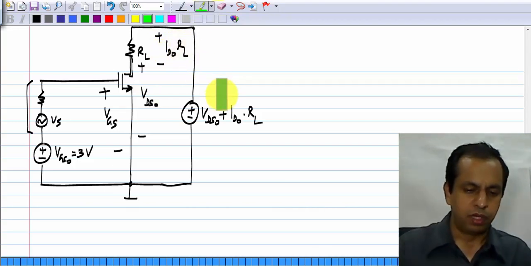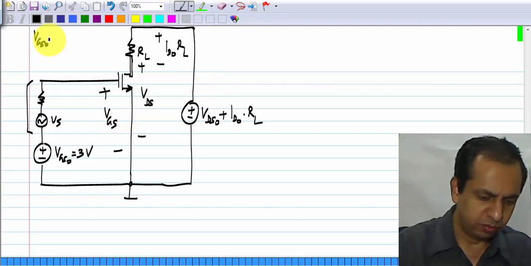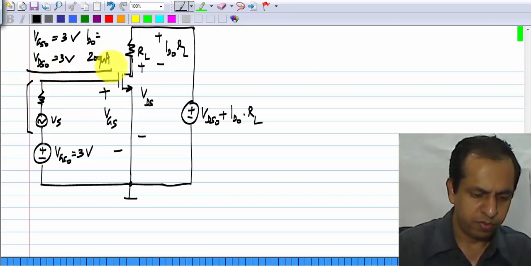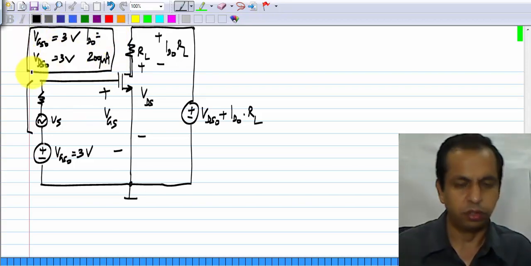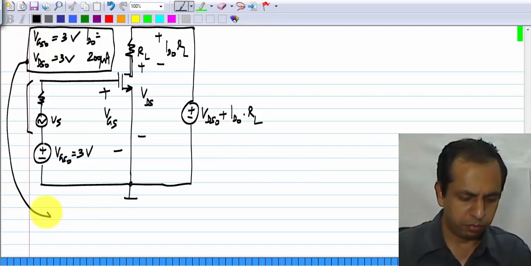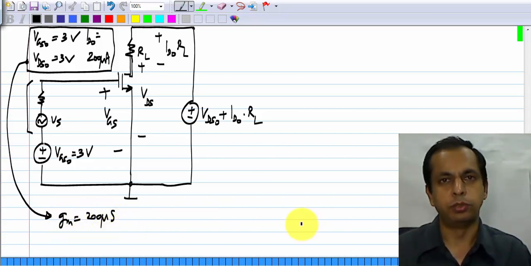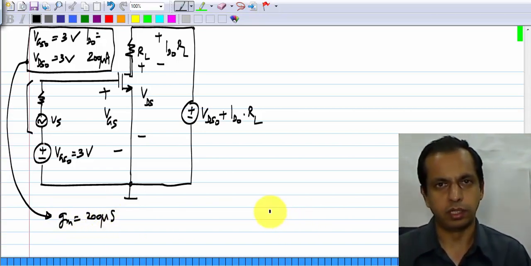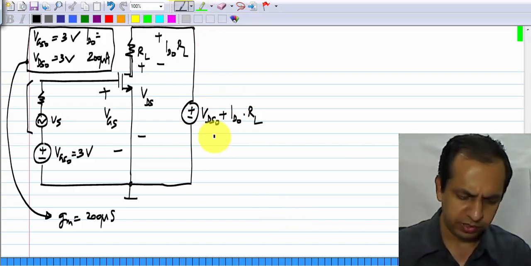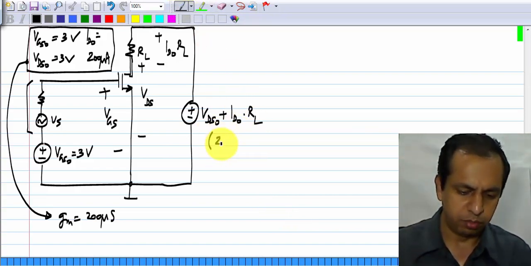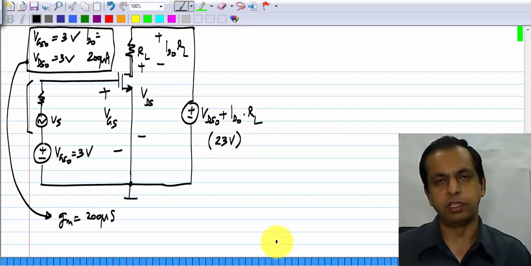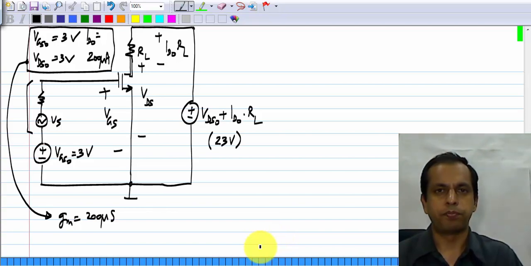Okay. And in our numerical example, VGS0 was 3 volts and VDS0 was 3 volts, which gave an ID0, the operating point current, of 200 microamperes. Okay. So, the operating point conditions are known, and we in fact came up with this operating point to get a gm of 200 microsiemens, which was in turn to get a gain of 20. Okay. For this, the voltage source on the drain side must be 23 volts.